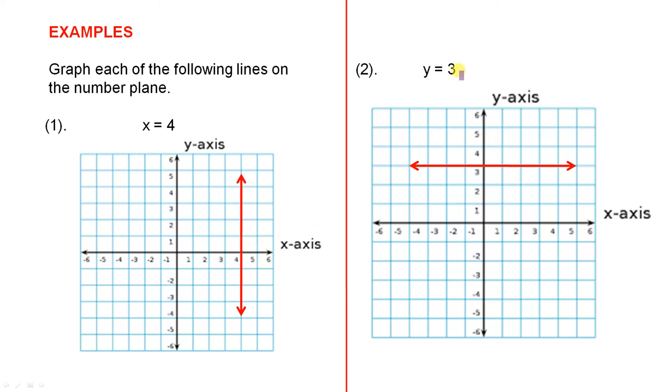Over here we have y equals 3, which means that it intersects the y-axis at the point (0, 3). So that line is parallel to the x-axis.